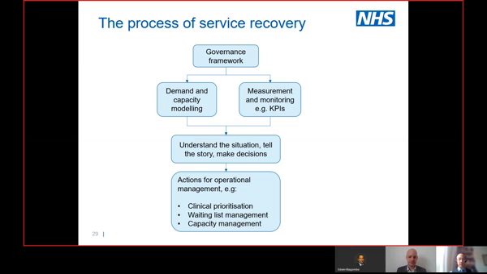So within this kind of governance framework, you've got your modeling, you've got your monitoring and KPIs. That helps you basically understand the situation so that you've got this narrative that tells you what's actually going on, and that will help inform the decisions that you then need to make to minimize the risk to your patients. And those decisions will then drive your operational management actions. So that will be things around a lot of the material that Ricky's just gone through around clinical prioritization, your waiting list management, your capacity management. But those can't really be well informed until you've actually built the building blocks, of which we can see here.